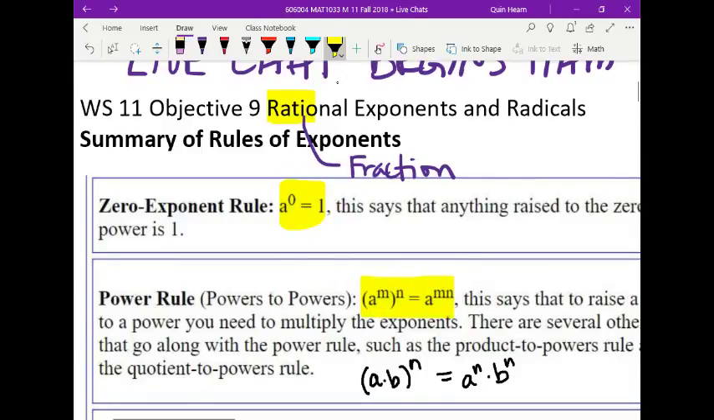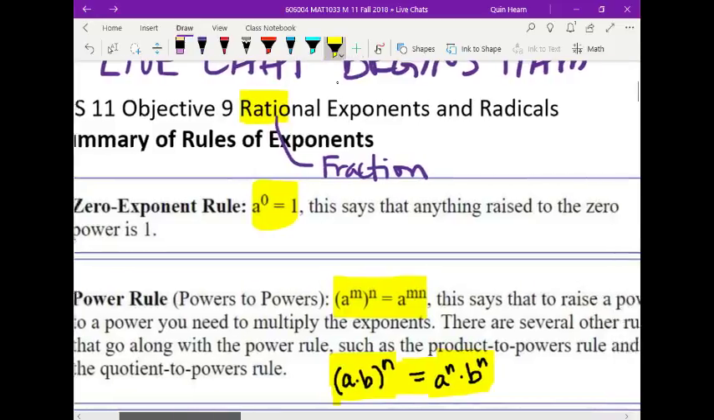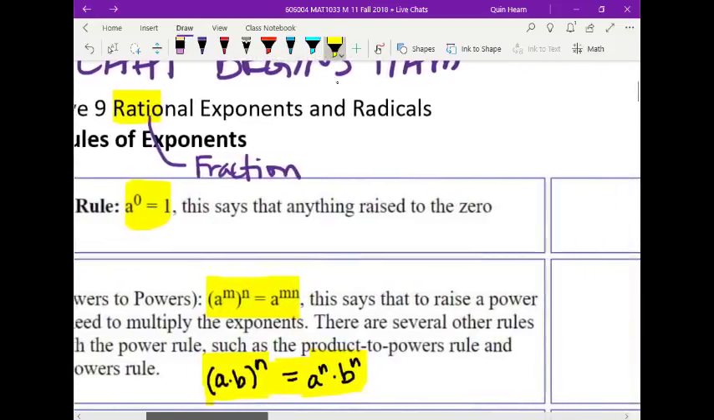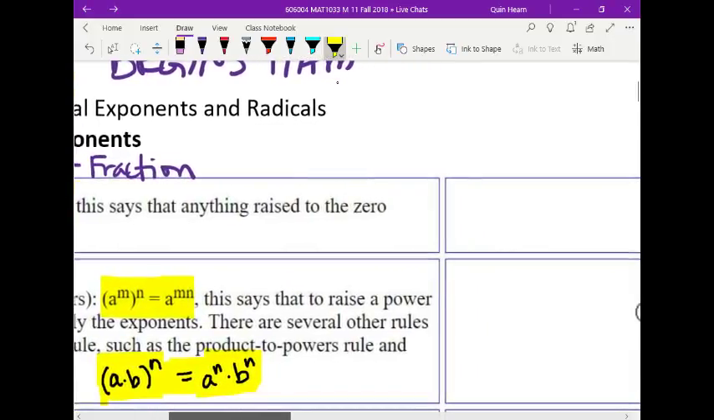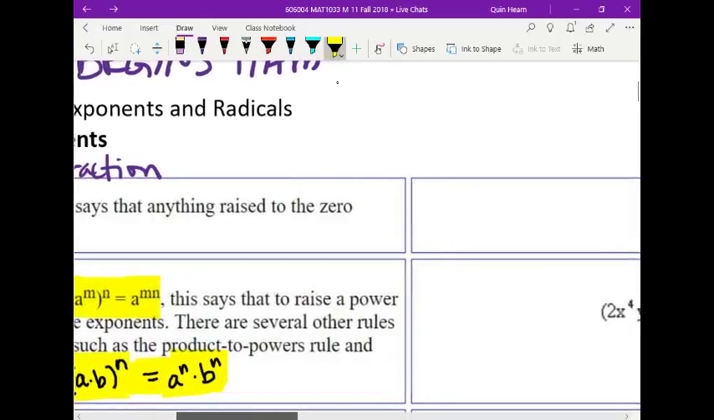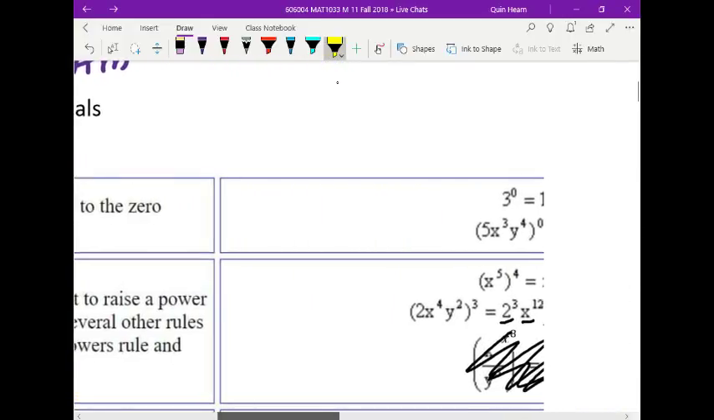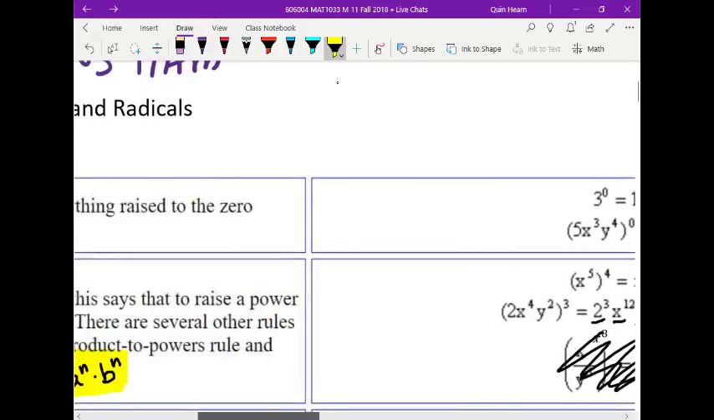Oftentimes, this is going to be used in combination with the following rule. If you have two numbers, a and b, and their product is being raised to a power, you can just raise each part of that product to the power. We're going to practice several rules, but we're going to start with those three. First, anything to the 0 power is 1. When you raise a power to a power, you multiply the exponents. And when you raise a product to a power, you can raise each part to that power. Let's look at a couple of examples.